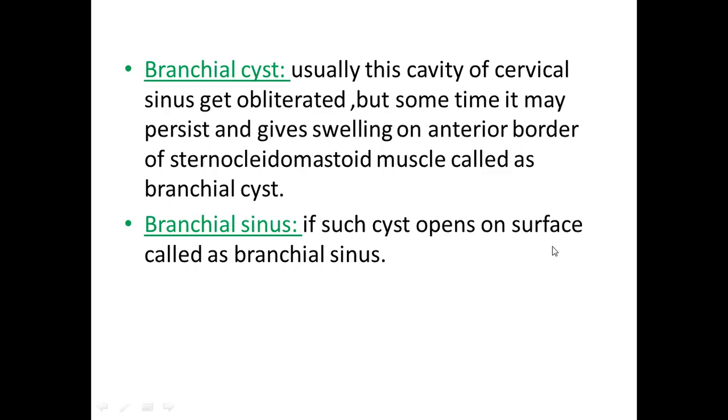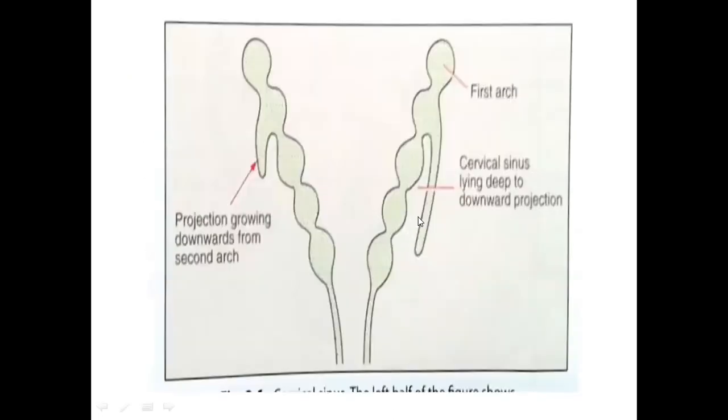When such a cyst opens on the surface, that is called a branchial sinus. So a branchial cyst means a collection of fluid, a cyst-like swelling from the anterior margin of the sternocleidomastoid muscle, projecting forward. It is coming from the cervical sinus. And when it opens outside, so it has communication on both ways, it is called a branchial sinus. If such a cyst ruptures and opens on the surface, that is called a branchial sinus. So branchial cyst and branchial sinus are clinical aspects of this cervical sinus. In this way, in this gap we call the cervical sinus, sometimes fluid may get collected, and that is the branchial cyst. Later on, communication on both sides, so that sinus opening, the branchial sinus, is there.